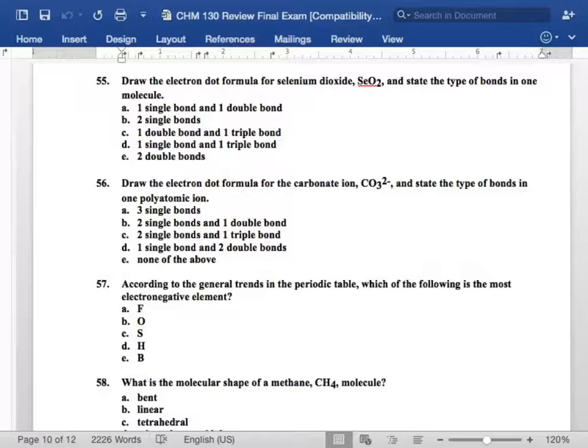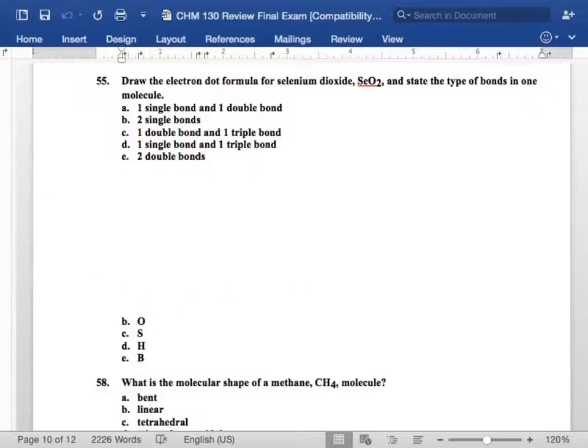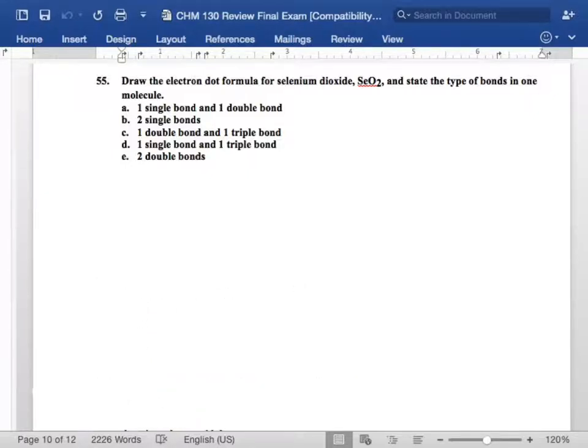So, question 55. Draw the electron dot formula for selenium dioxide and state the type of bonds in one molecule. Okay? So where do we start? This is all the way back in Unit 1. So we're like, we never learned this. Yeah, we did. This was one of those things that I yelled at a whole bunch. Okay?